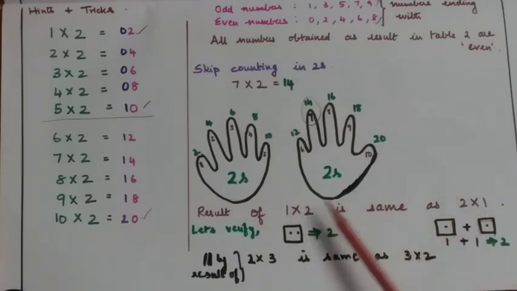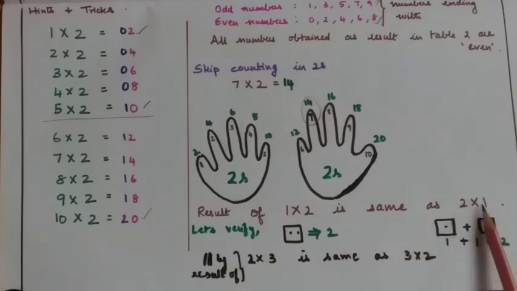One more concept that the child needs to be clear about is you need to make the child clear that 1 into 2 is same as 2 into 1. 1 2s are means there is a group with 2 items in each group. So the answer is 2. And 2 1s are means there are 2 groups with 1 in each group. So 1 plus 1 is 2. So either way the answer remains the same.